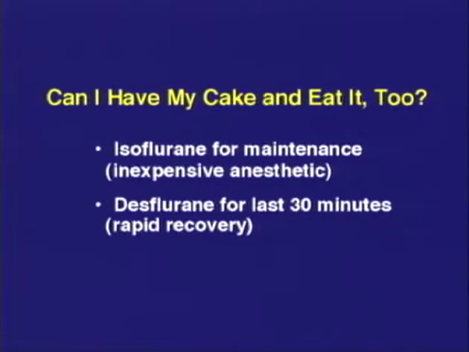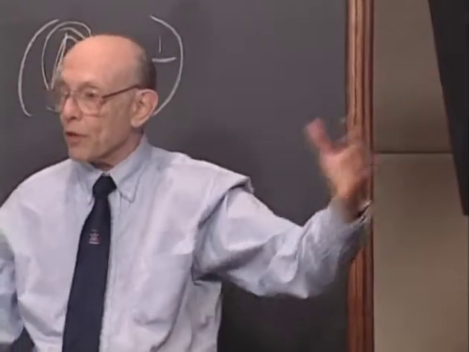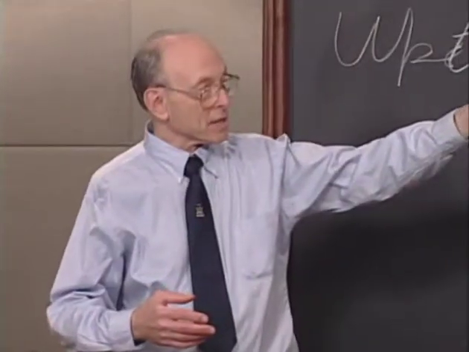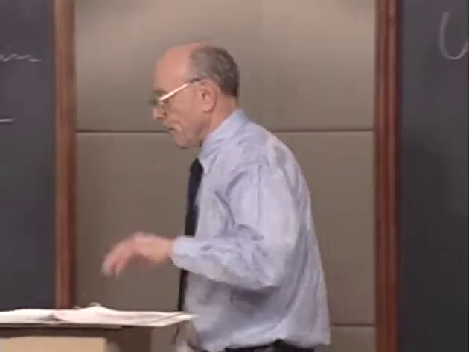But is that the only thing you're going to be thinking about? Well, you would like to speed emergence, so you could substitute a more poorly soluble agent like desflurane for the isoflurane at the end of the case. So if you substituted the desflurane, you would hope to convert this from an isoflurane anesthetic to a desflurane anesthetic. And then you get the best of both worlds. As the title of the slide says, you could have your cake and eat it too. And let's see if, in fact, we can do that.